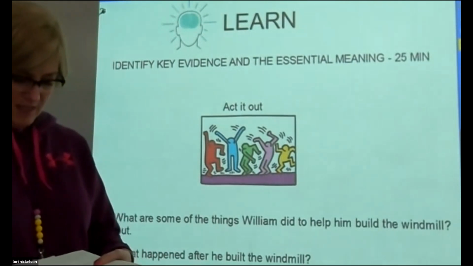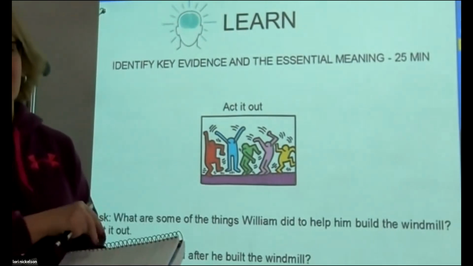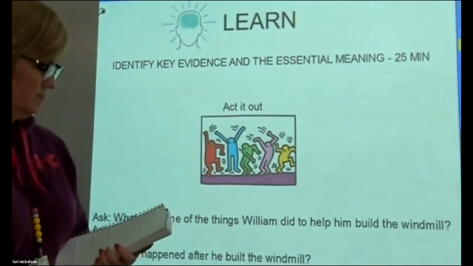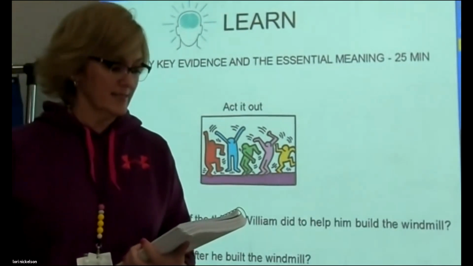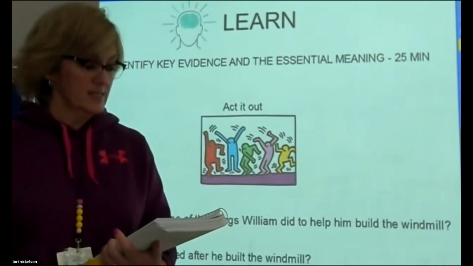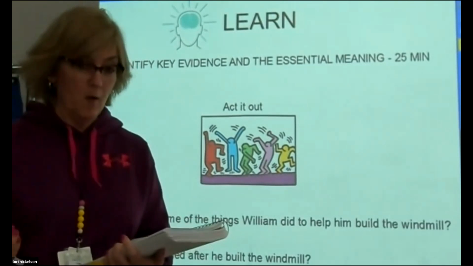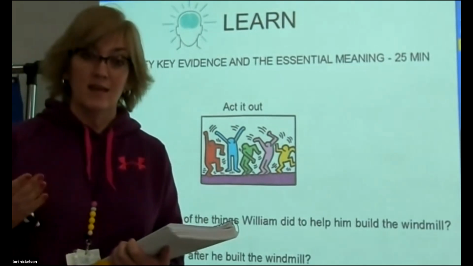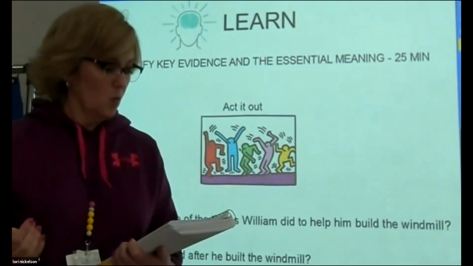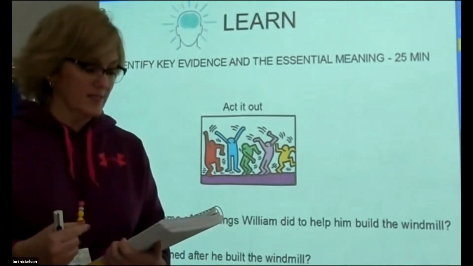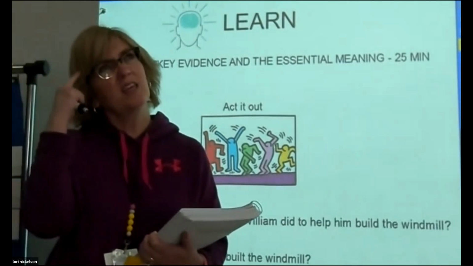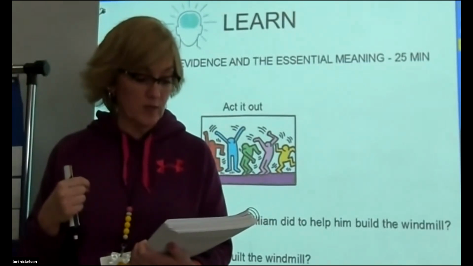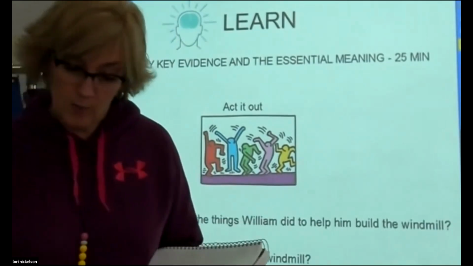We've been discussing the events around William building the windmill. So what are some things William did to help him build the windmill? Let's think about this. How could we act it out? Well, it says William went to the library and read about windmills in science books. So how could you act that out? Reading a book, right? Okay. William imagined a windmill and decided he was going to build one. So he was thinking about that windmill, right? Okay. William collected pieces for his windmill in the junkyard. So you could be walking around gathering things.